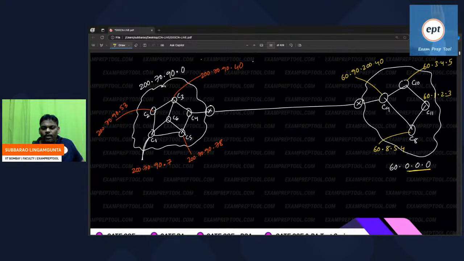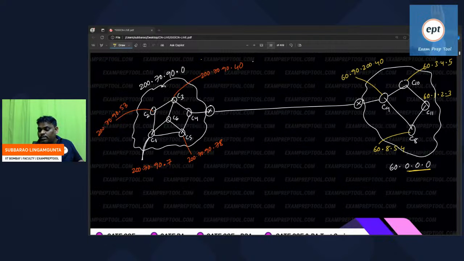Please let me know if anyone has any doubt till now. Anyone can connect to anyone. Someone is saying 2 power 24 minus 2 is possible, of course. One class A network can connect 2 power 24 minus 2 hosts. Fine, I think everything is fine.